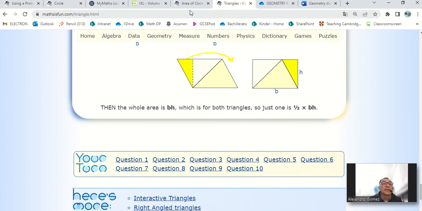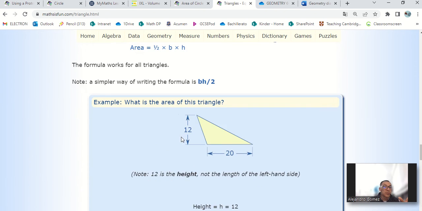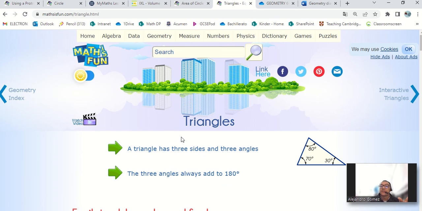Okay, well, so now you say, hey, but I don't want to know just about the area of a triangle. Well, if you explore, you're going to find out there is lots of material. Look, interactive triangles, geometry index. You just type here. You can watch a video about it. You type here whatever you want to look for, and you might find it very fast.